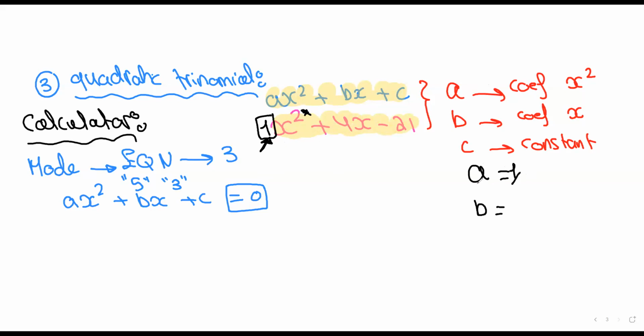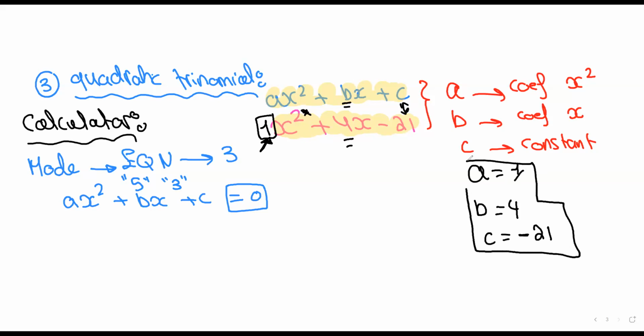B is the coefficient of x, the number on the left-hand side of x, which is 4. C is the constant value, the value that doesn't have an x, which is negative 21. And please remember that when you find the values of A, B and C, you always take them with their signs. Okay?